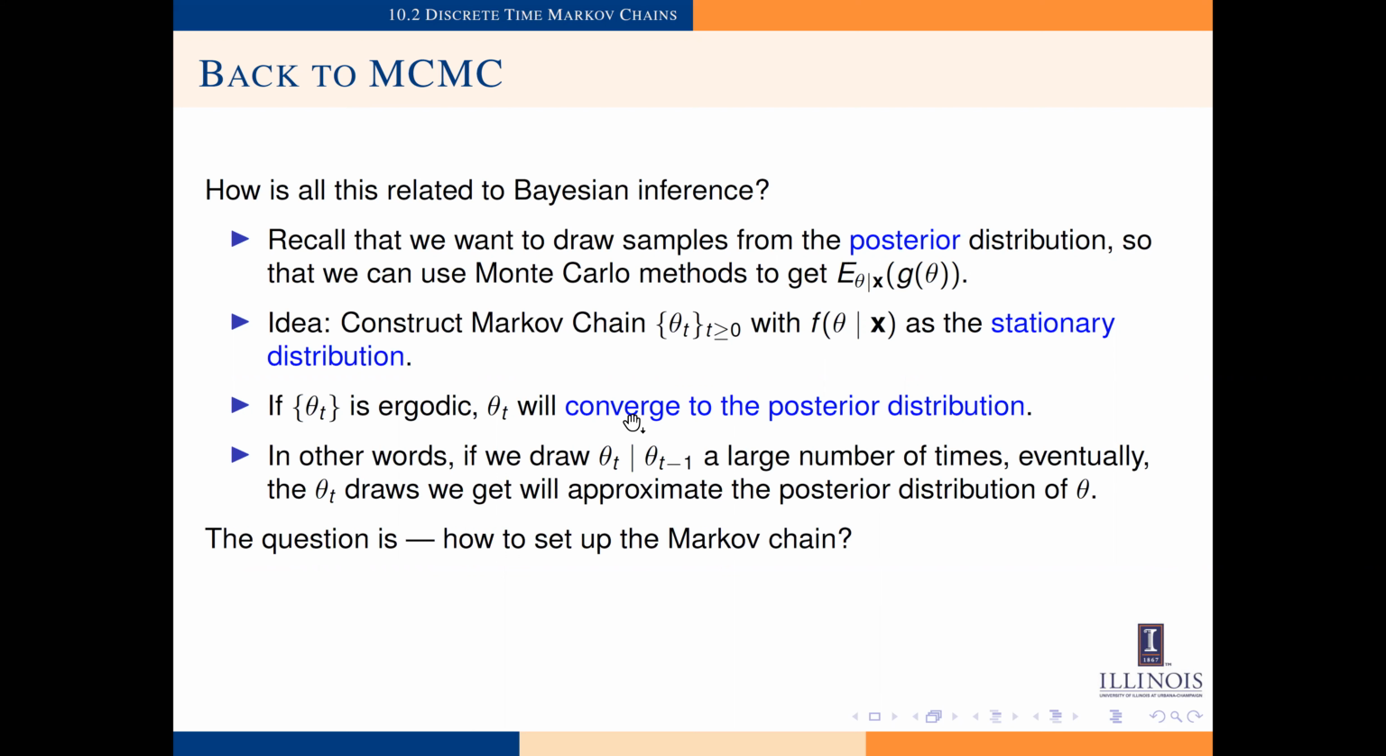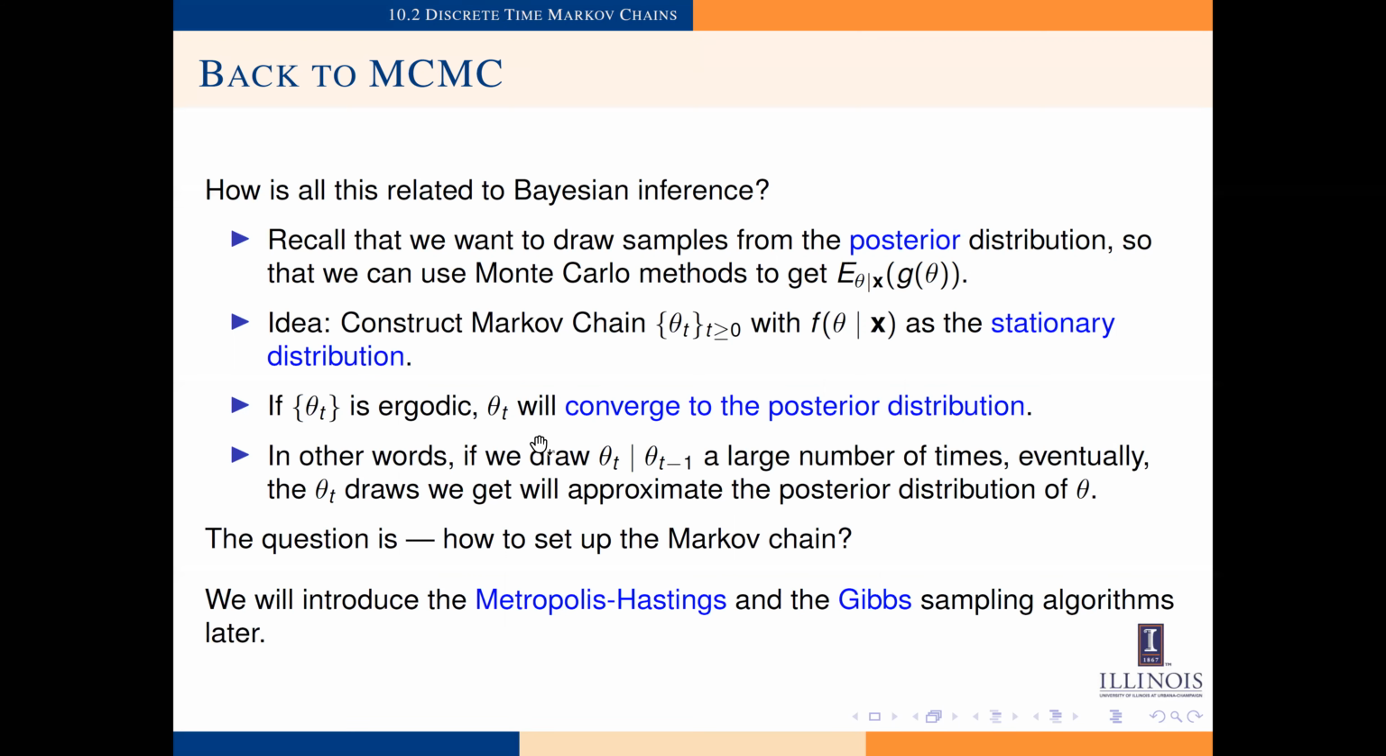The question is, how do we set up the Markov chain? In the next few weeks, we will introduce some possible methods. Specifically, we will introduce the Metropolis-Hastings and the Gibbs sampling algorithms for MCMC.